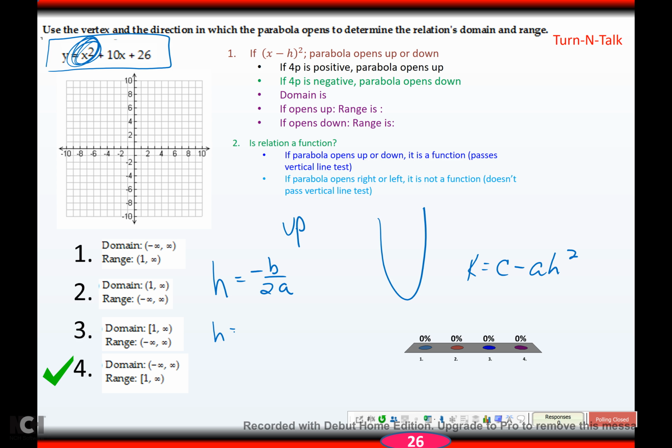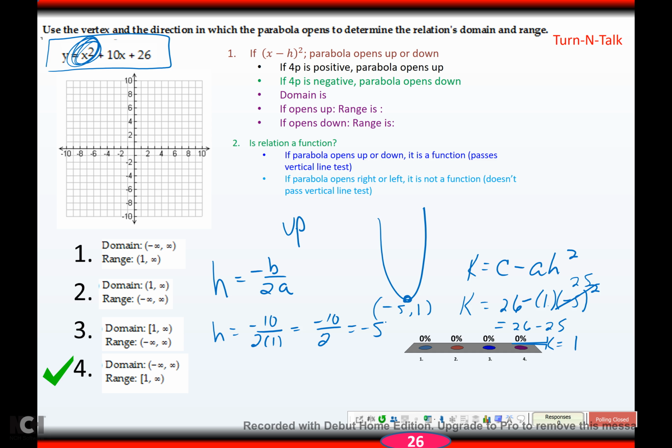So to get my h, it's going to be negative 10 over 2 times 1, which is negative 10 divided by 2, which is negative 5. My k is going to be my c, which is 26, minus my a, which is 1, times my h squared. Well, negative 5 squared is positive 25, times 1 is 25, 26 minus 25 is 1. So I've got a vertex at negative 5, 1.